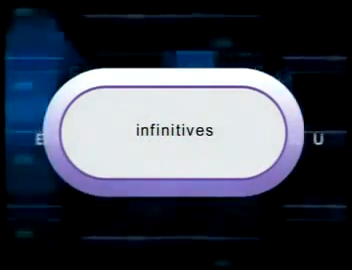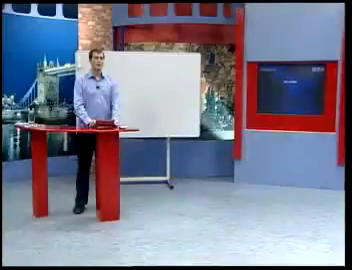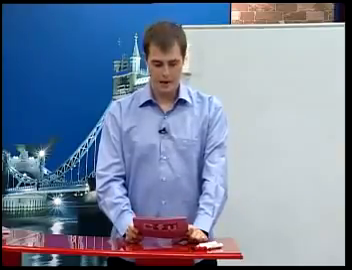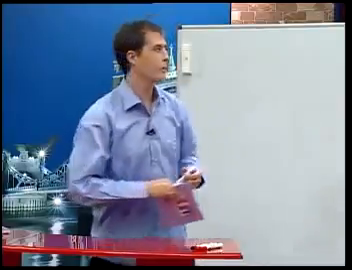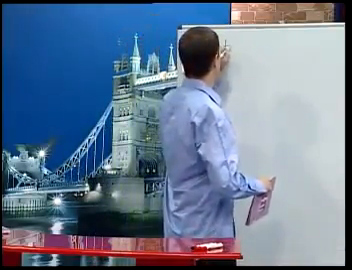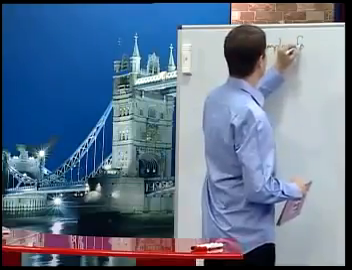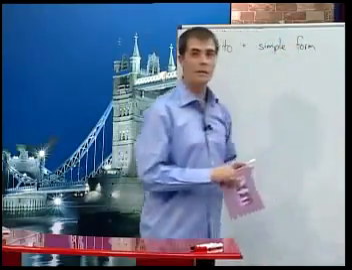Infinitives. Now let's learn infinitives, and we'll learn them the same way we reviewed gerunds. An infinitive is to plus the simple form of the verb. Some examples are to want, to ride, and to go.